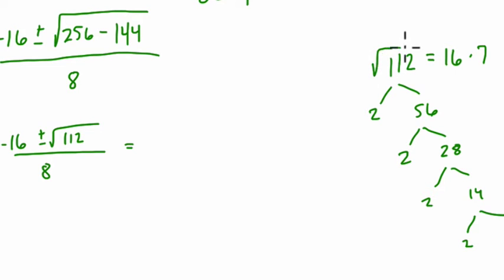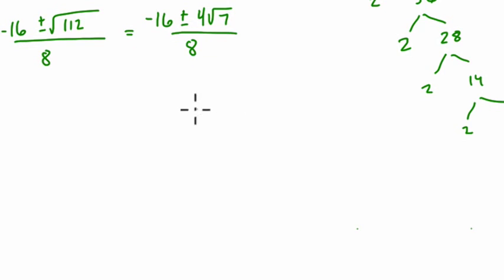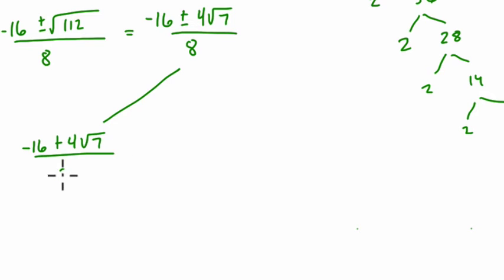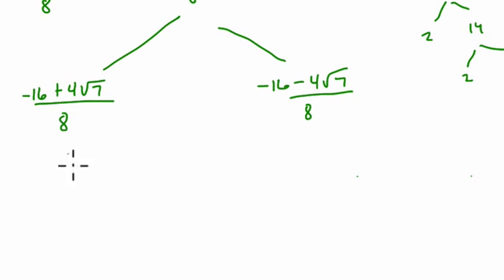So that tells me the square root of 112 is the square root of 16 times the square root of 7. And the square root of 16 is just 4. That means negative 16 plus or minus 4 times radical 7, divided by 8, is equal to x. Now I'm going to split this up, because you've got negative 16 plus 4 radical 7 over 8, and then we've got negative 16 minus 4 radical 7 over 8. Now we divide by 8, right? Negative 16 divided by 8 is negative 2. 4 over 8 is a half, right? Times radical 7. And here we have negative 2 minus 1 half times radical 7.